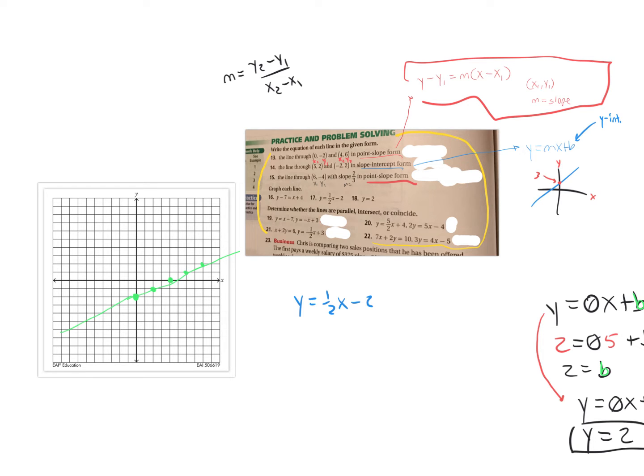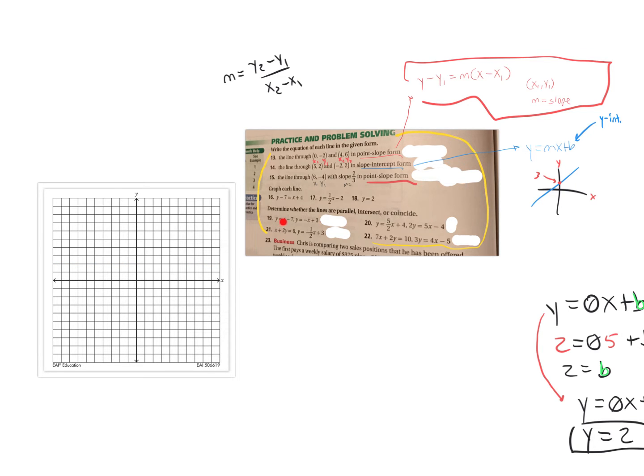Looking at problem number 18. Problem number 18 says y equals 2. And that is, once again, a horizontal line. Anytime you see y equals some number like that, then that is a horizontal line, and specifically it's a horizontal line that happens to pass through the y value of 2 right here. So we have this horizontal line passing through like that. All right, so that's that one.